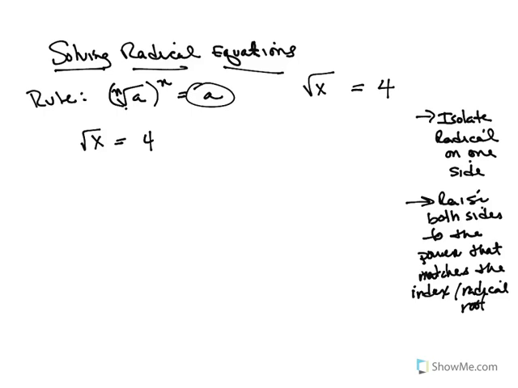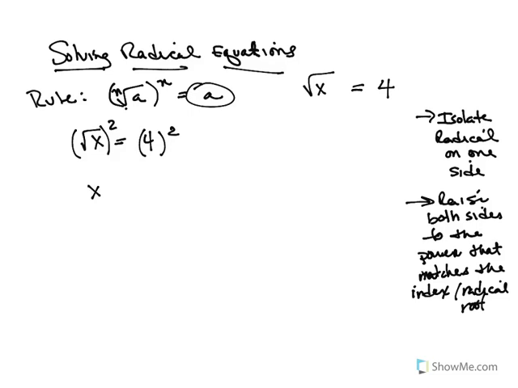So we're not going to work backwards. We're just going to use the process in order to do this. The process says isolate the radical on one side. That's done. The second step says raise both sides to the power that matches the index of the radical root. This is a square root, so I'm going to raise both sides of this equation to the second power. The square root of x raised to the second power is just x.